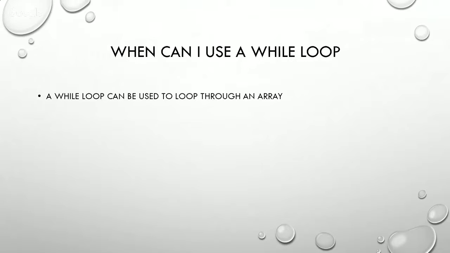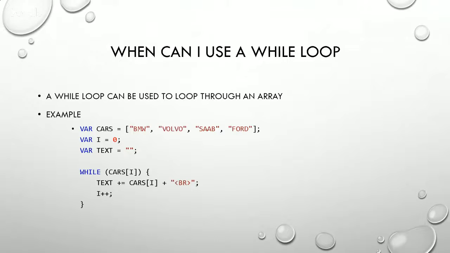So when can I use a while loop? A while loop can be used to loop through an array. So here's an example. I got this from W3 Schools. So here's our variable array: BMW, Volvo, Saab, and Ford. The variable i is 0, and here's the variable text again.